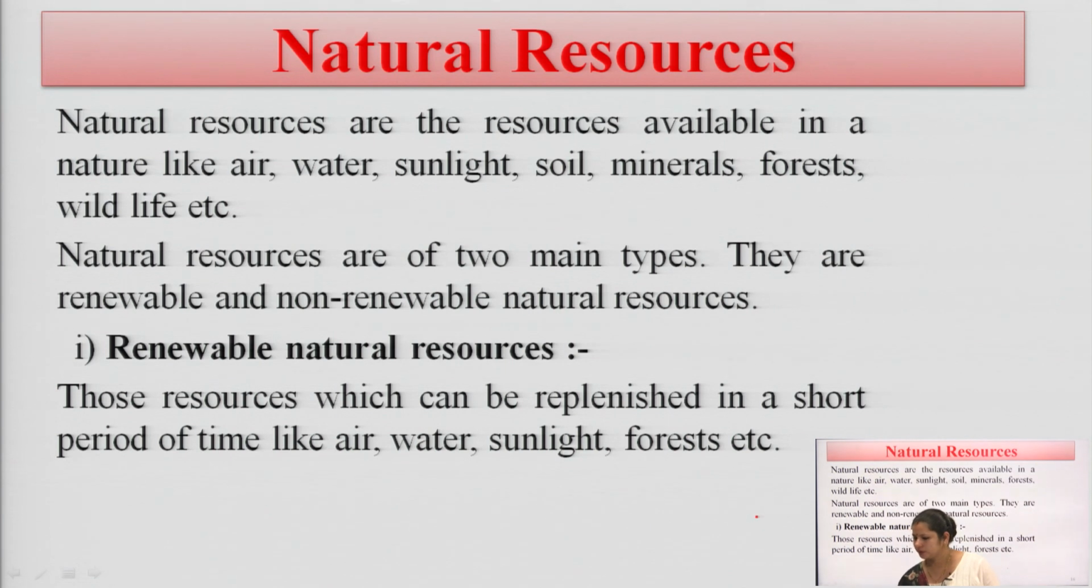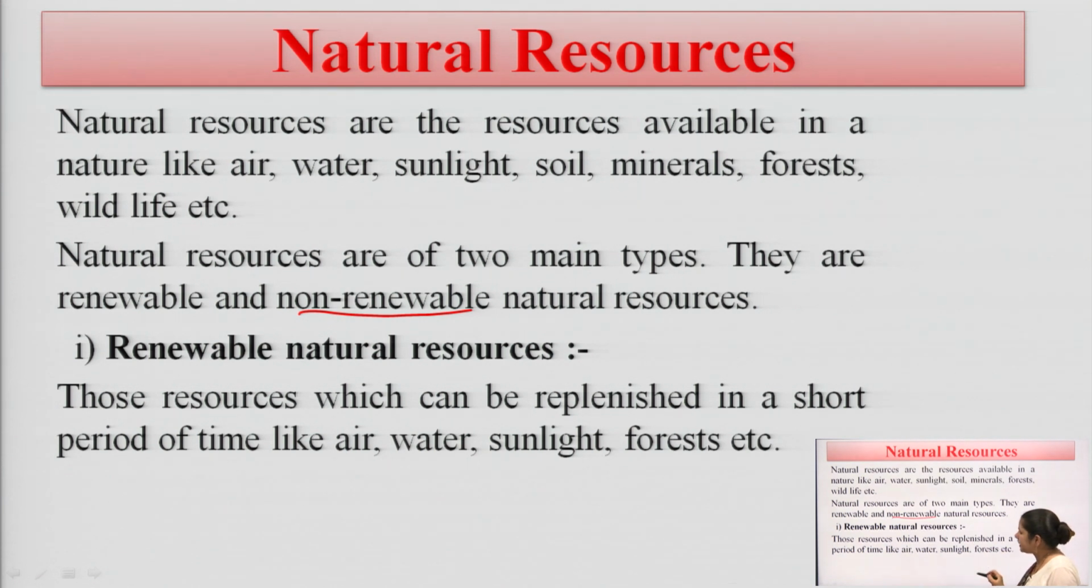Okay. Now, here we see also the main category, like what do you mean by renewable, what do you mean by non-renewable resource. So, in this slide we will discuss that natural resources are the resources available in nature like air, water, sunlight, soil, mineral, forest and wildlife. Natural resource is mainly of two types. First is renewable and second is non-renewable resources.